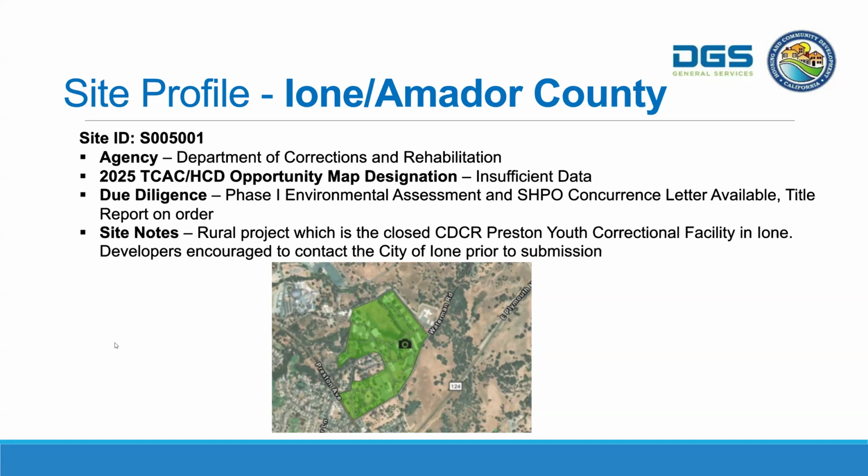Our map scoring tool determined whether it was a rural site or urban site and scores them per TCAC standards. So the site wouldn't be on the map if it didn't score well in the rural methodology. The road project, which is closed, is close to the youth correctional facility in Ione. Developers are encouraged to contact the city of Ione prior to submission. We encourage that actually with all the sites, and we'll see that at the end, but you can move to the next slide, the next site, Gabe.